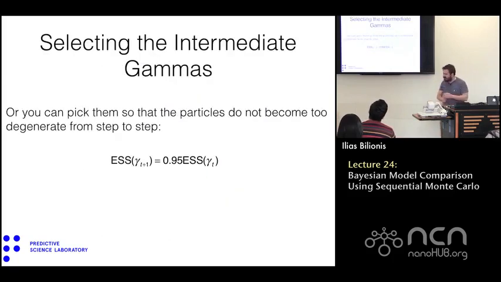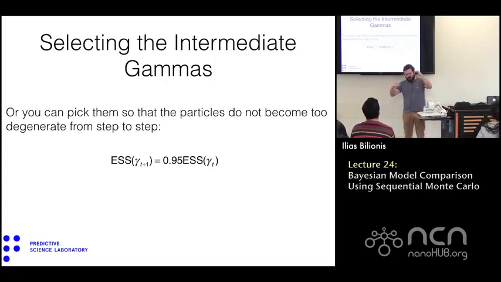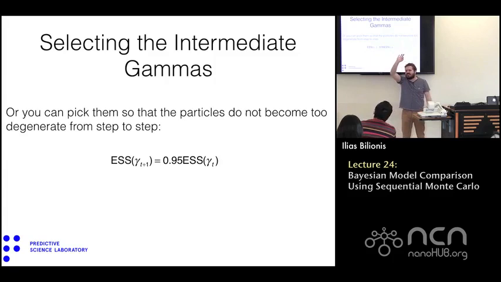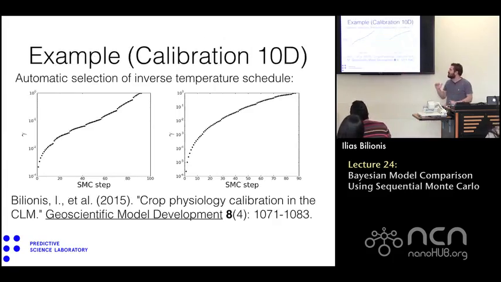The other thing that I use the effective sample size for is to select the new gamma. You can either set a fixed sequence of gammas that will take you from the prior to the posterior, or you can select that gamma adaptively. The way I select gamma is by saying, find me the next gamma so that the effective sample size is reduced only by 5%. This is an optimization problem that I solve, and you can see here how the different gammas are selected for some practical problems.